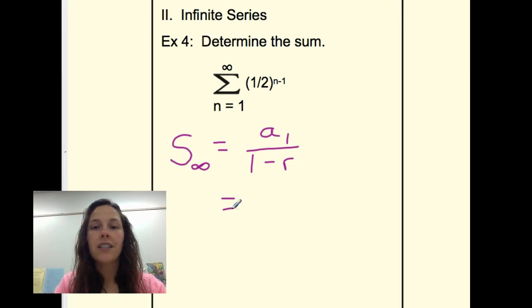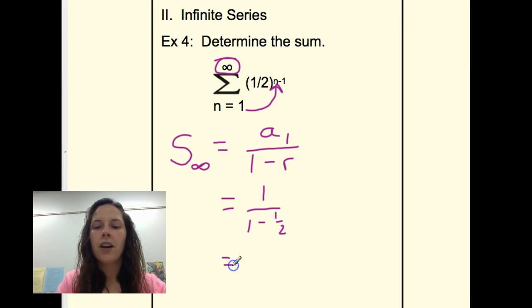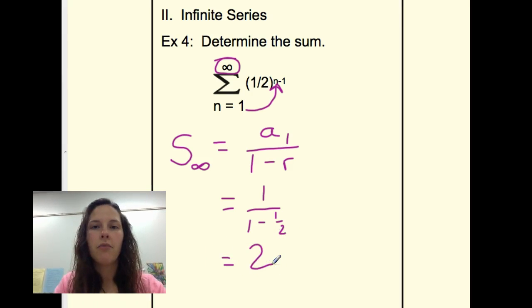So we're asked to find the sum for this infinite series, again from 1 to infinity. So first we need our first term. When we substitute 1 in for n, we get 1/2 to the 0 power, which is 1. And that common ratio is the base, which is 1/2. So 1 divided by 1/2 gives us a sum for this series of 2.